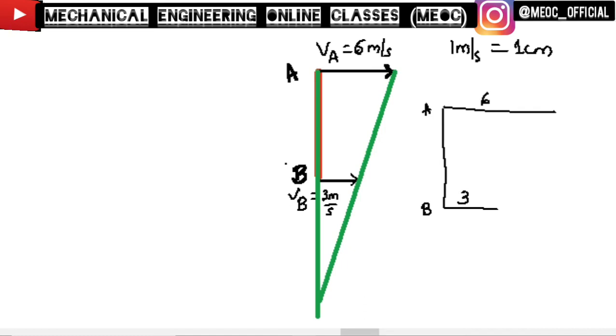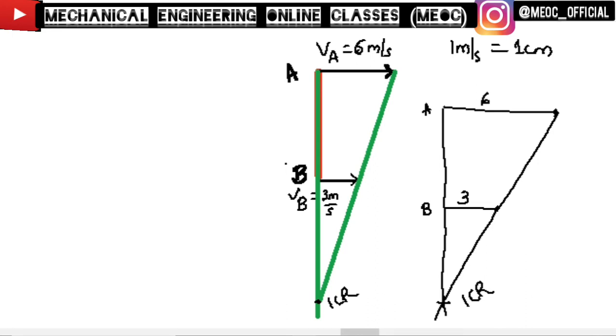6 and 3 centimeter lines are parallel. So to the 6 line and 3 line, the perpendicular is this one, and the tip of the 6 line and the tip of the 3 line is somewhere here. So we have to join the tips, extend it, and the intersection of these will be the ICR, which is this particular point.